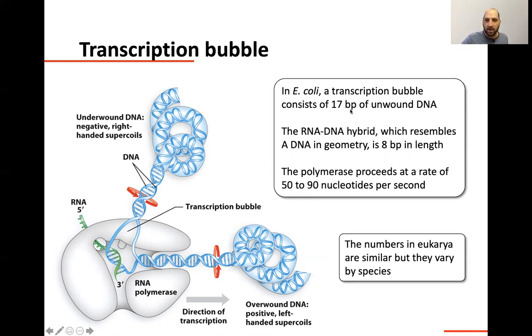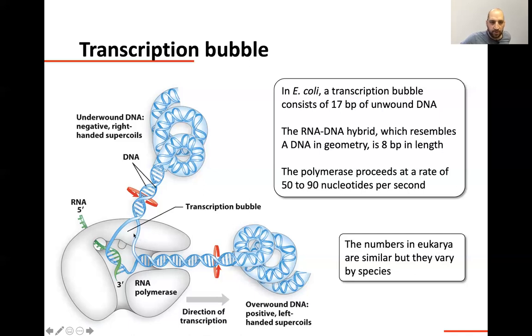In bacteria, it's about 17 base pairs of unwound DNA. And as you would imagine, unwinding the DNA induces positive supercoiling on one end and negative supercoiling on the other end. So if the direction of transcription is from left to right, we would call this downstream DNA. The direction that the RNA polymerase is moving is downstream. And we would call this upstream DNA. The polymerase is moving downstream and it's inducing positive supercoiling downstream. And then upstream, it would be inducing negative right-handed supercoils.